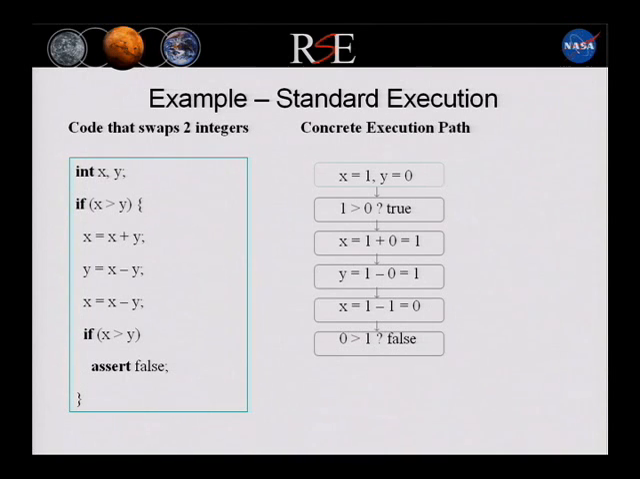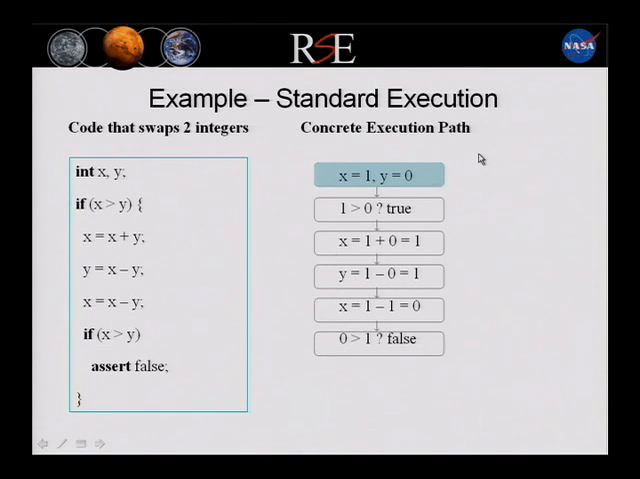So this is a small example. Again, I want to contrast standard concrete execution to symbolic execution. On the left-hand side, we have some code that takes two inputs, x and y, and they are swapped if x is greater than y. So this is the code that swaps x and y. And here we check an assertion, and the idea is that this assertion should be unreachable because we did this swapping when x was greater than y. So if this was successful, this statement should be false.